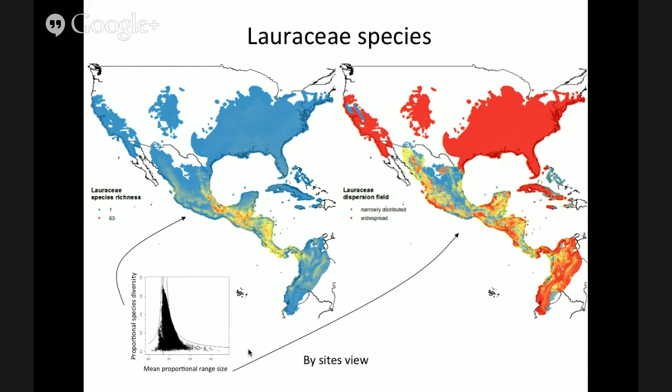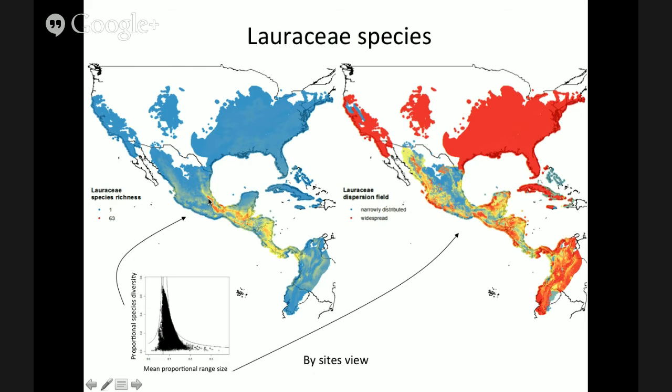So let's take a look at Lauraceae species in North America, and a little bit of Central and South America, actually. On the left panel, the map on the left, we have the species richness of Lauraceae. Remember, I'm using the range diversity plot to point at these two measures of diversity: the left panel, species richness, and the right panel, the dispersion field. Let's look at the left panel first. This would correspond to the y-axis in our range diversity plot.